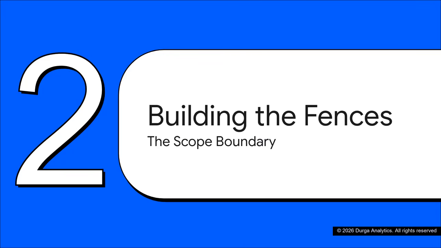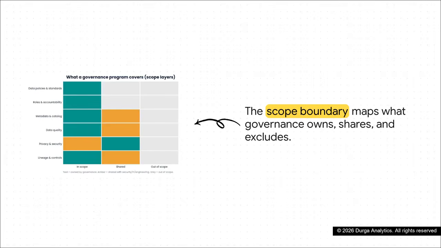Okay, Part 2. Building the fences, the scope boundary. A governance program without clear boundaries will either try to boil the ocean and fail, or it'll become the scapegoat for literally every IT outage in the company. We have to draw some firm lines. Think of your scope boundary divided into 3 critical zones.